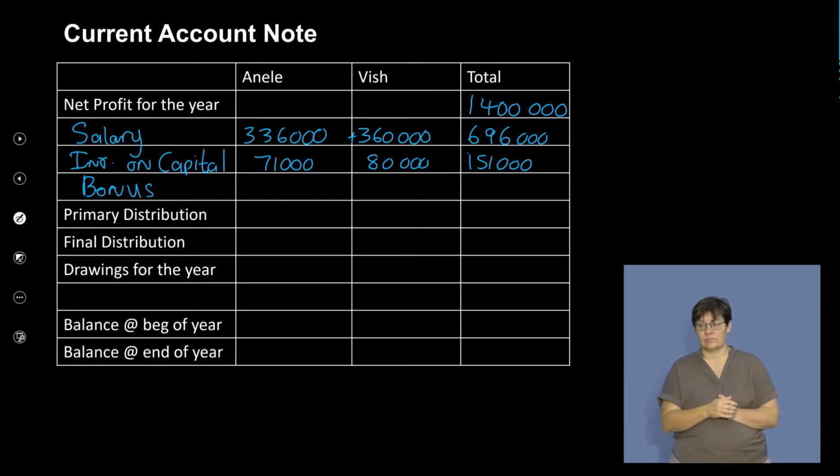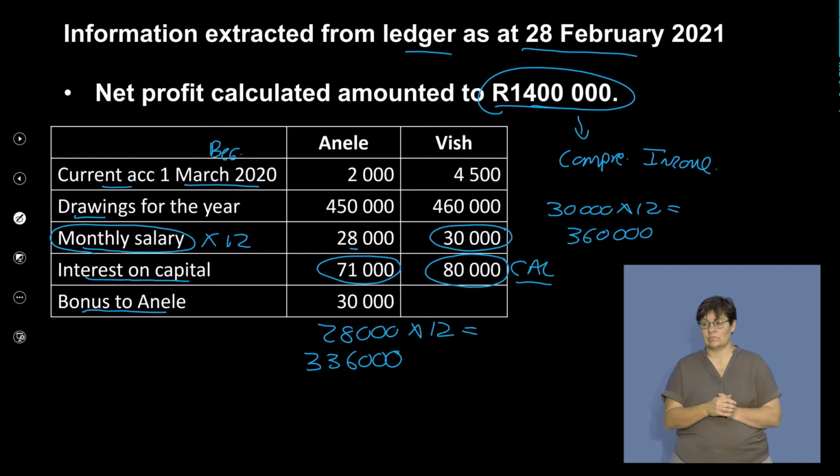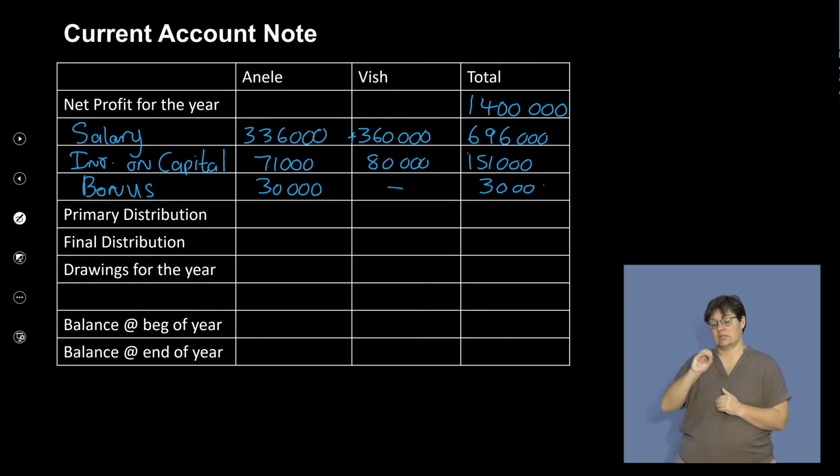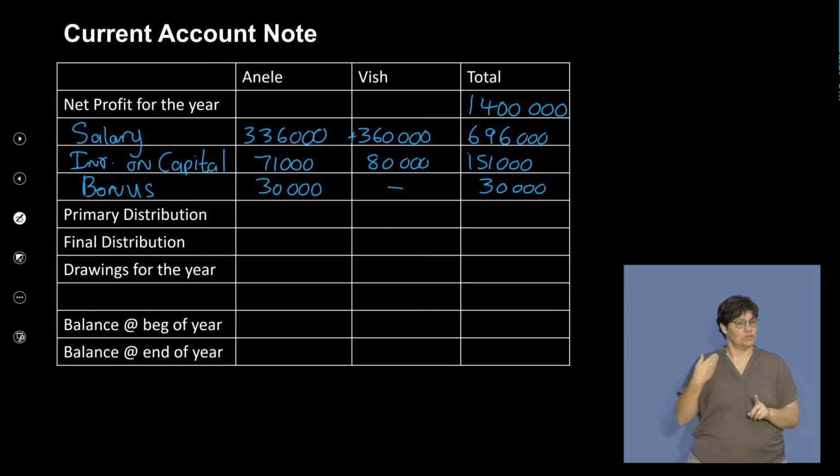So bonus. And if I go back to my information that is given to me, so bonus given to Anele, an amount of 30,000, and I can fill that in. So 30,000. Right, partner Vish, for some reason, did not get a bonus. Maybe he doesn't work on weekends. Anele does, so she's entitled to that bonus of 30,000. Okay. Right, shouldn't be so difficult so far, guys.